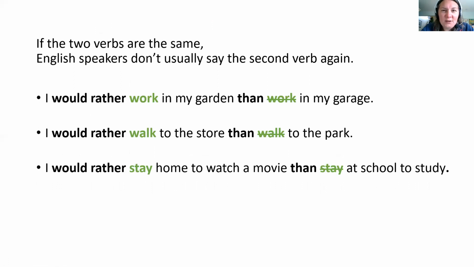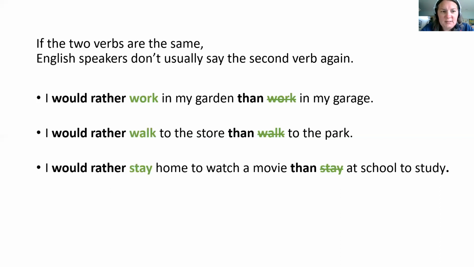If the two verbs are the same, English speakers don't usually say the second verb again. We take it out. We could say, I would rather work in my garden than work in my garage, but too much work. Let's not say the verb a second time. We would say, I'd rather work in my garden than in my garage.